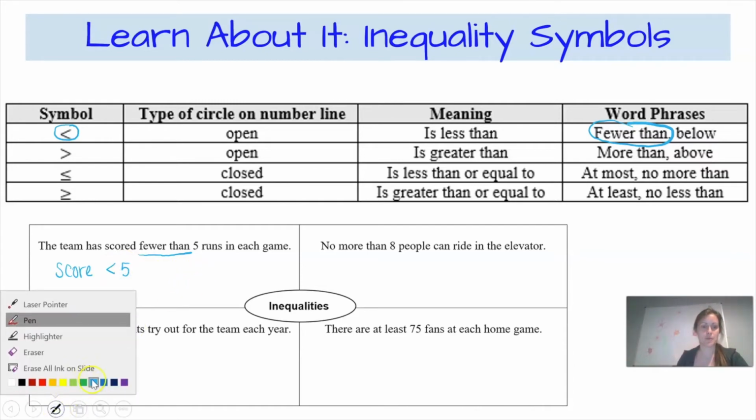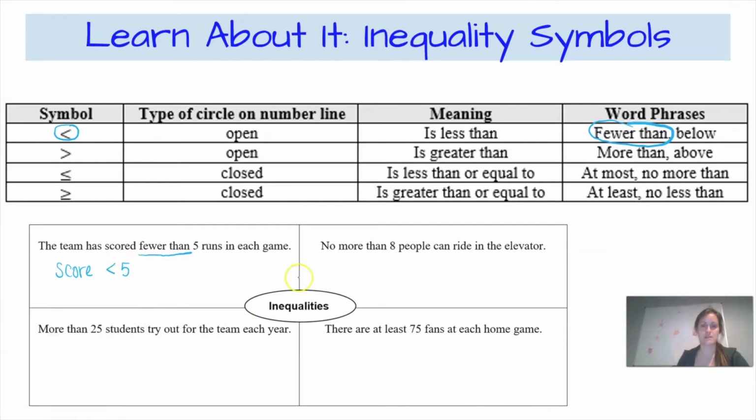The next example that we're going to look at says no more than 8 people can ride in the elevator. So what that means is that the elevator could be empty, 0 people. 7 people could ride in the elevator. But I also think that 8 people could ride in the elevator, no more than. Yeah, if 8 people are in there, that's okay. And the phrase no more than is what helped me to unpack and understand this problem.